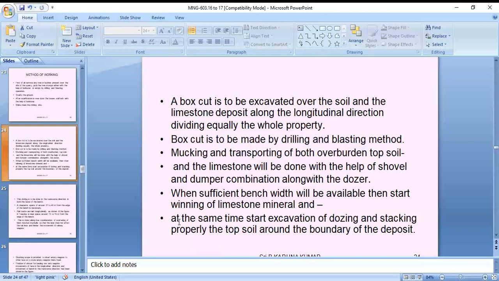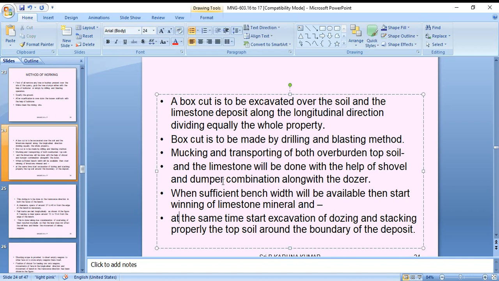A box cut is to be excavated over the soil and the limestone deposit along the longitudinal direction, dividing the whole property equally. Box cut is to be made. In your earlier class also, you are aware of what is meant by box cut, the trapezoidal cross section, how it is formed and what its location is.